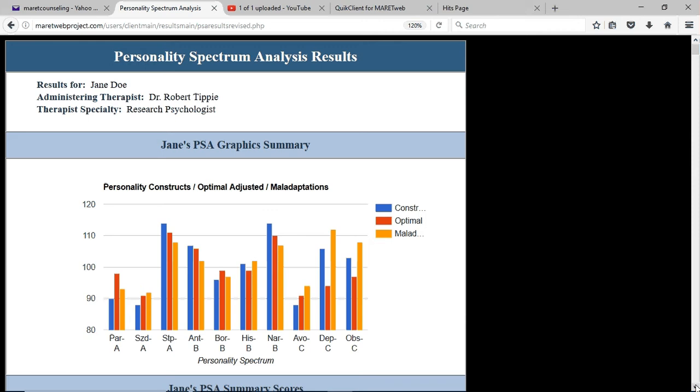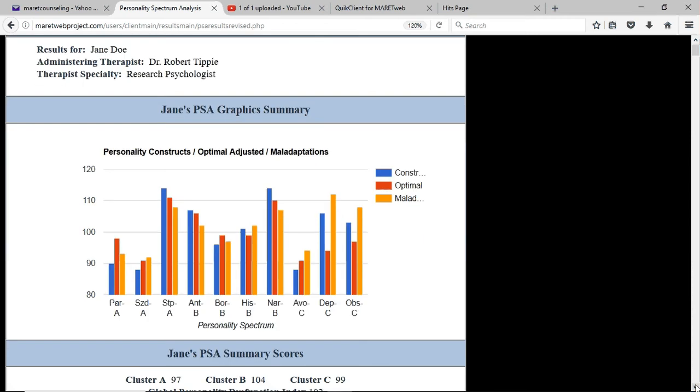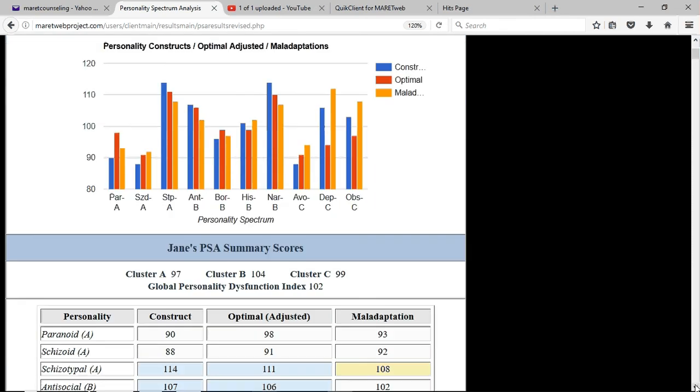And what we're going to do now is begin to focus on the 7 different areas that this report deals with. First area is the graphic summary. There's 3 things you should look for here. Number 1 is scores that are below 105, which I don't like.